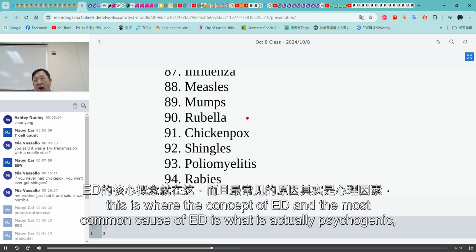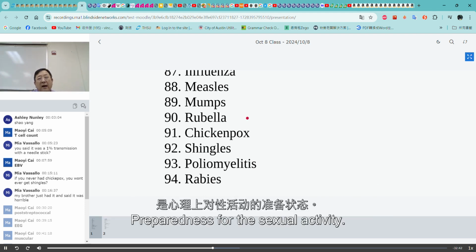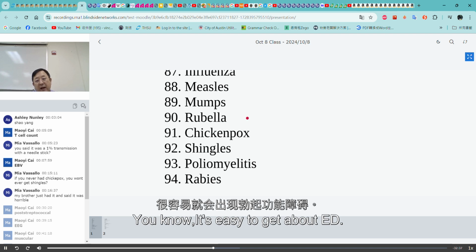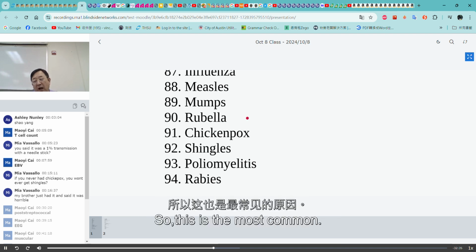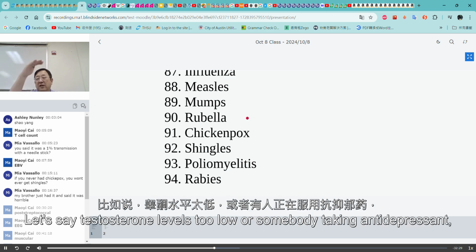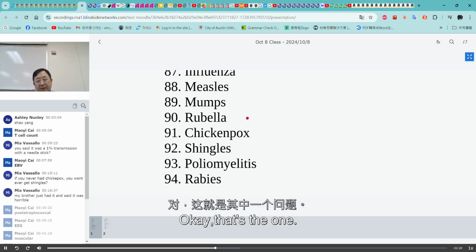And the most common cause of ED is what? It's actually psychogenic. Mental. Mental preparedness for the sexual activity. If you're not prepared, it's easy to get ED. So this is the most common. Although some diseases and some drugs may also cause ED. Let's say testosterone levels are too low, or somebody is taking antidepressants or antihypertensive drugs, and it may cause erectile dysfunction. Okay, that's the first one.